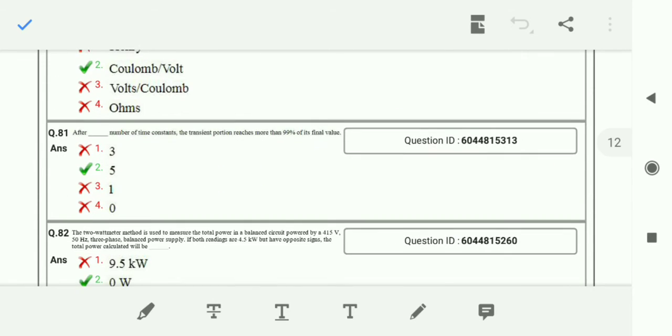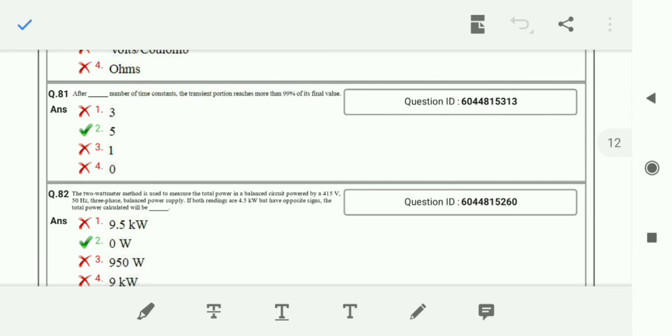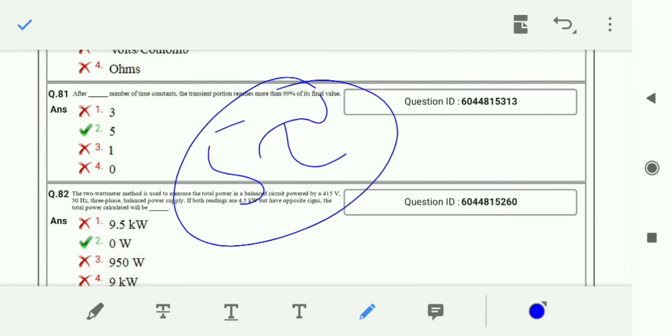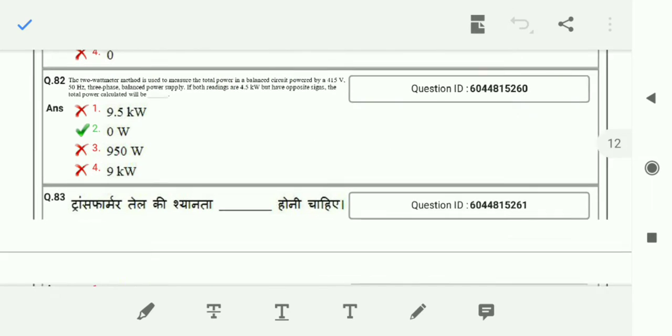Next: after dash number of time constants, the transient portion reaches more than 99% of the final value. See, a transient value becomes a steady value after 5 time constants, that is 5 tau. So the answer is 5. Coming to the next question.